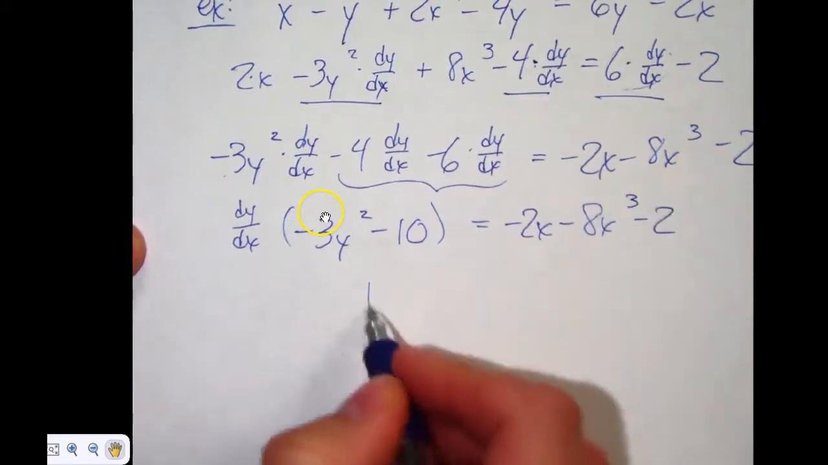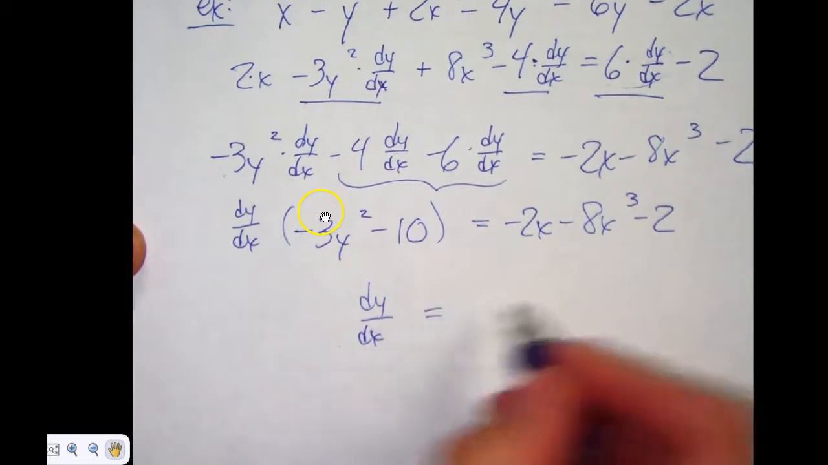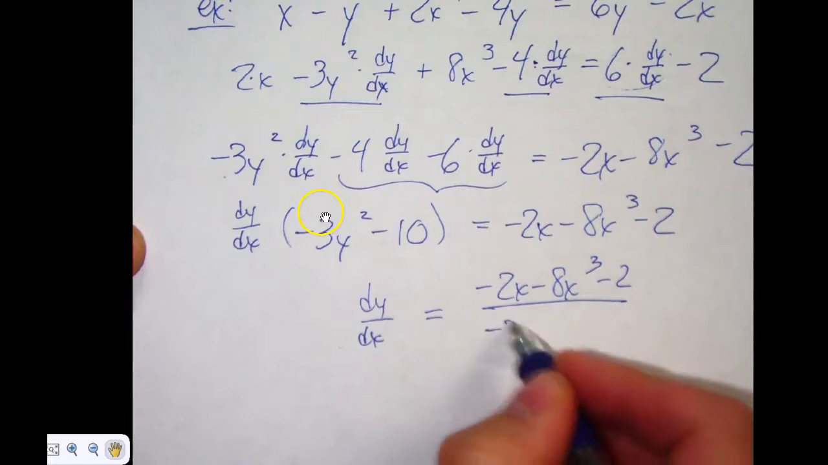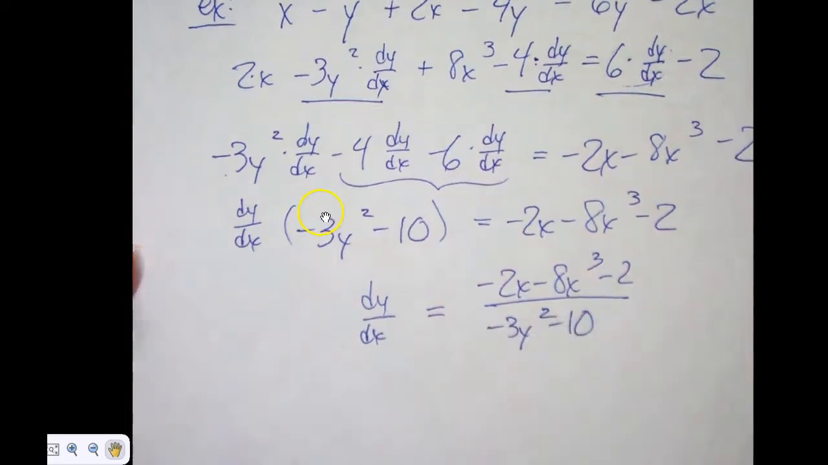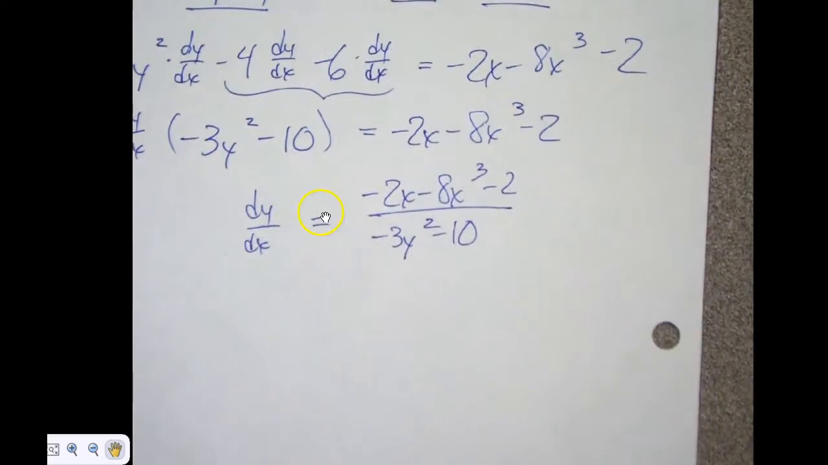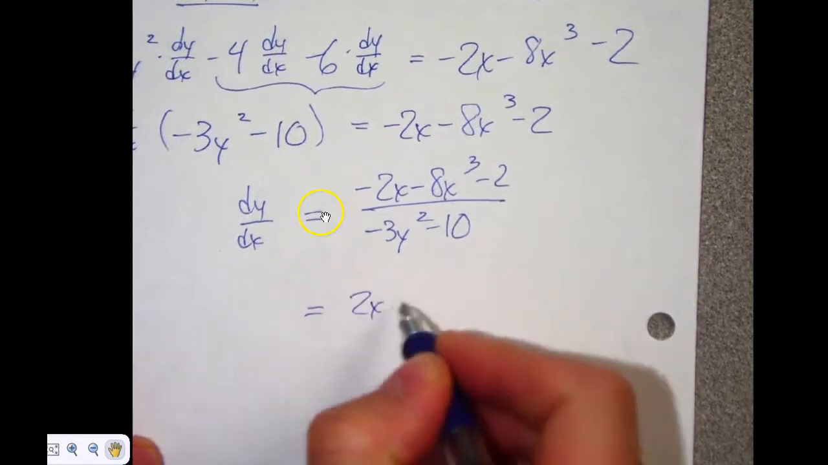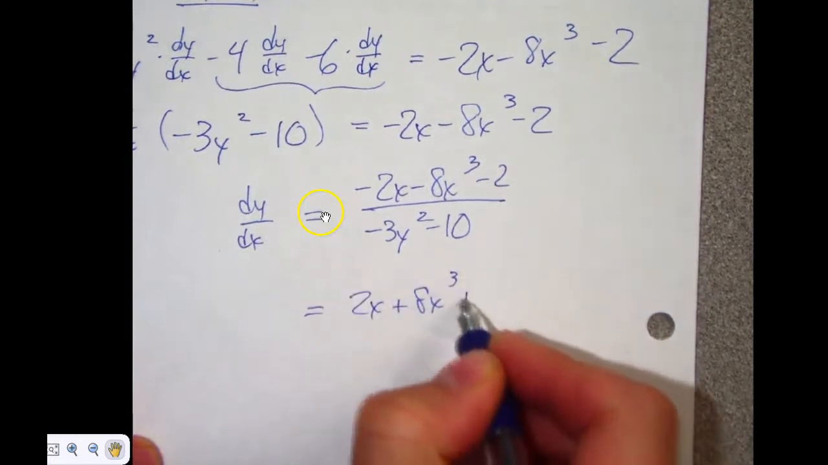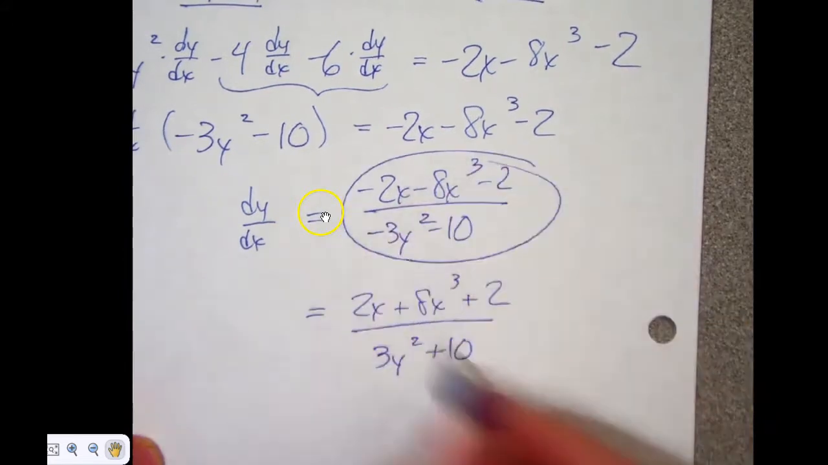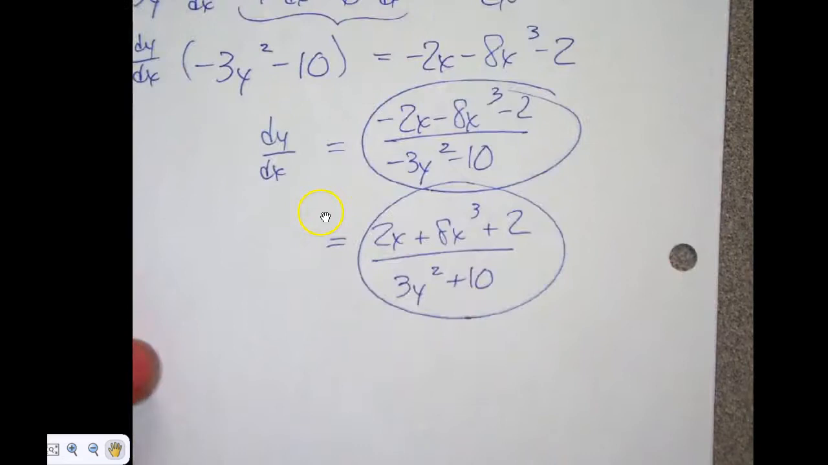And then divide by what's next to the dy dx. You should have that. Is there anything I can take out of, how many terms are there? 5. Is there anything that's in common in all 5? No. Okay, so that's why, if you have the opposite of everything, you're good. So if you have 2x plus 8x to the third plus 2 over 3y squared plus 10, those are identical answers. You can have either one.